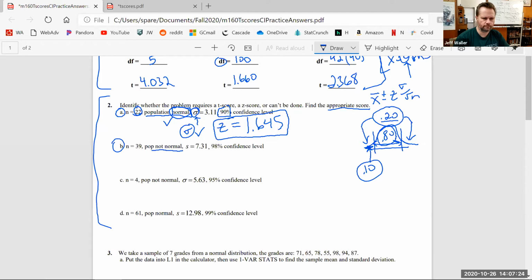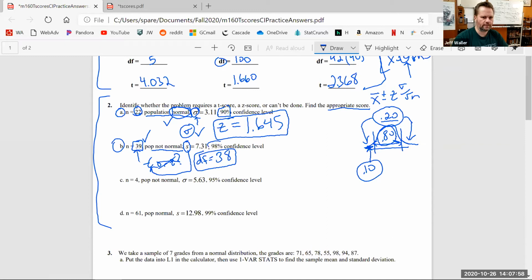N is greater than 30. Good, got a good sample size. Good, so that's the first thing, check. Now is it T or Z? T. Why is it T? Because I only know the sample standard deviation. So I have to use a T-score. What are my degrees of freedom going to be? 38. Good, one less than the sample size always. So degrees of freedom is 38.